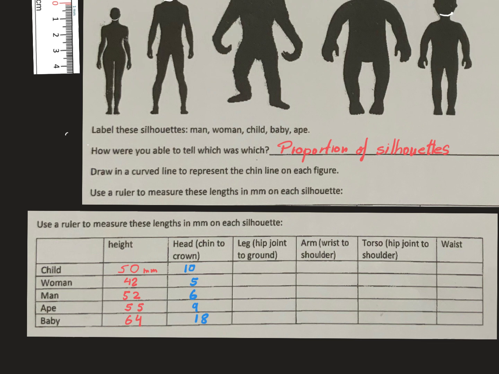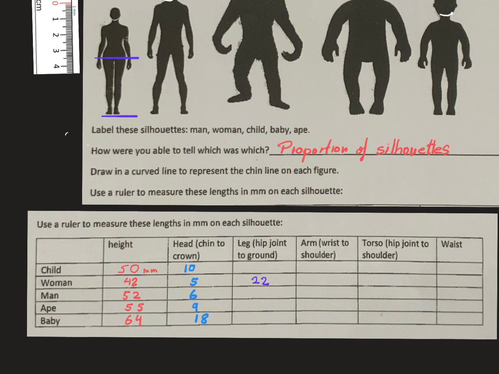So to measure the leg of the woman, we would go to the hip, somewhere around here, and all the way down to the ground. And according to my measurements, the leg to hip that I got was 22 for the woman.